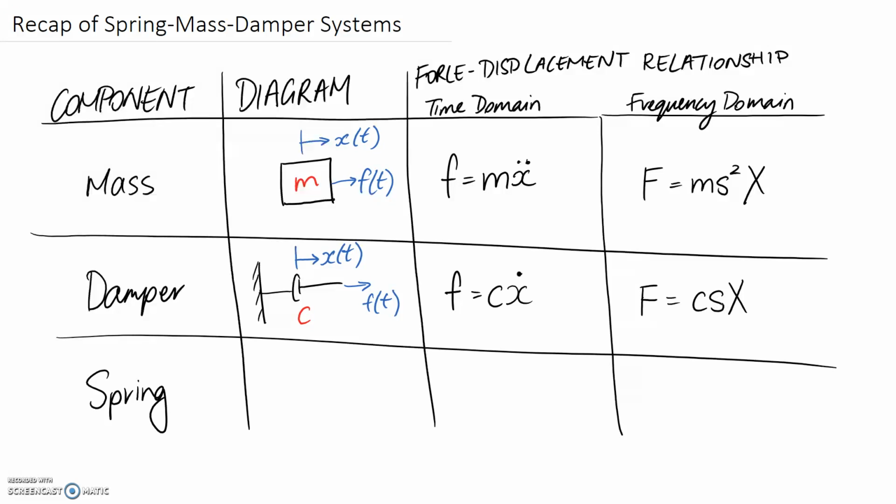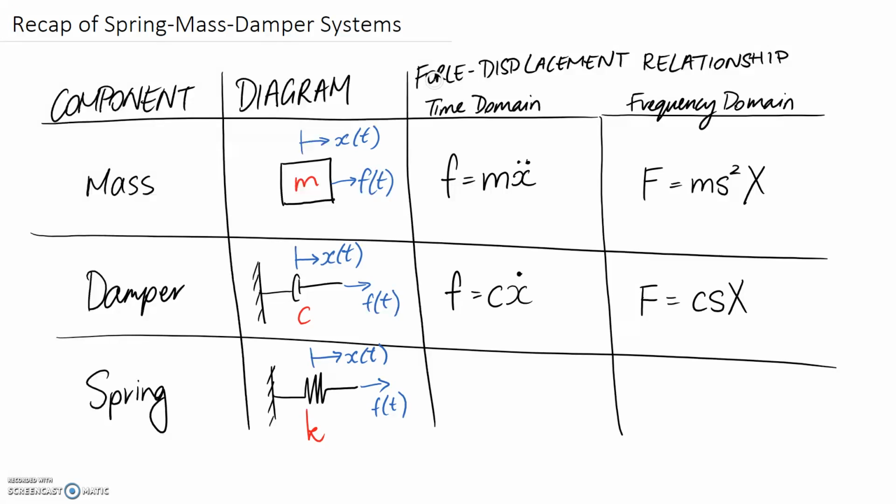Alright, so we have one component left, and that's the spring. So I'm going to draw it up against a wall again, and that's what you'll typically see springs drawn. Again, let's apply a force to it and measure how far it moves. And we're going to give it a spring constant, which I'm going to call k.